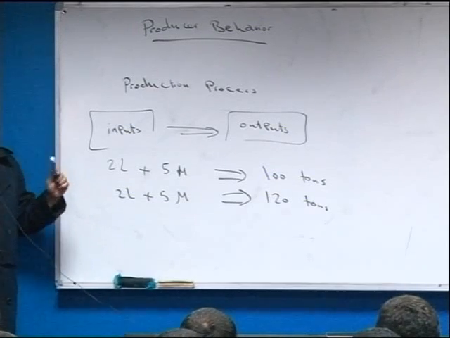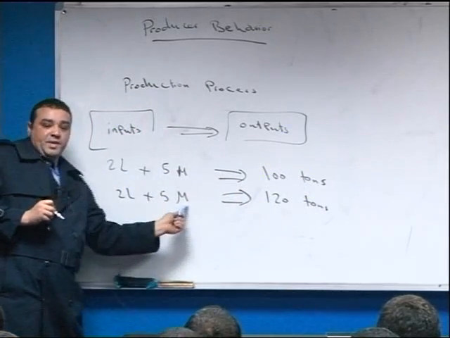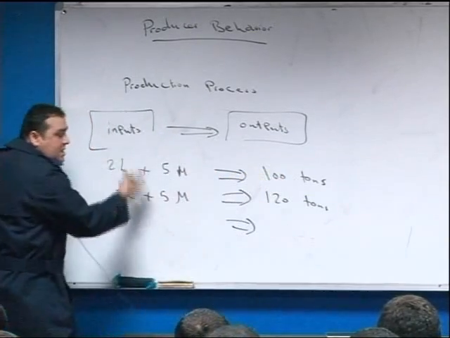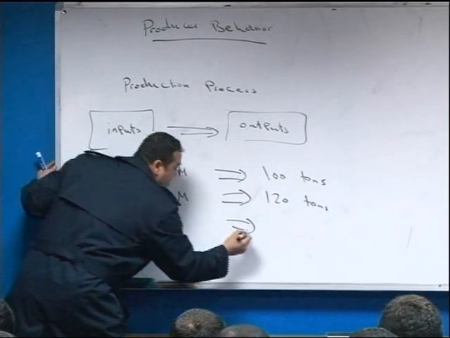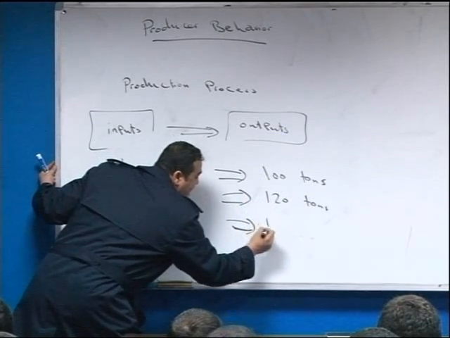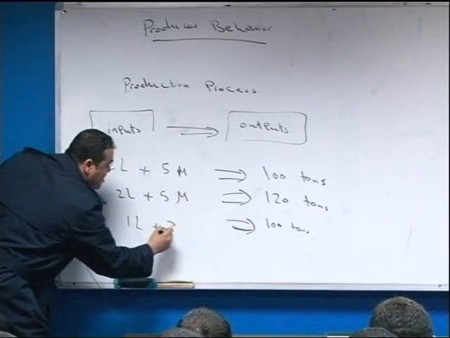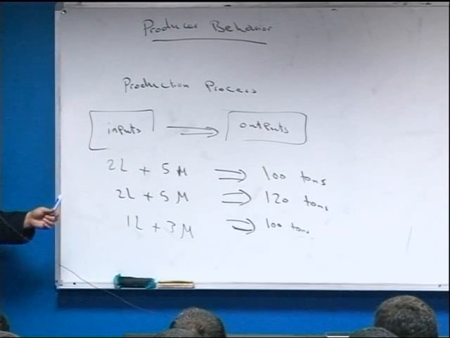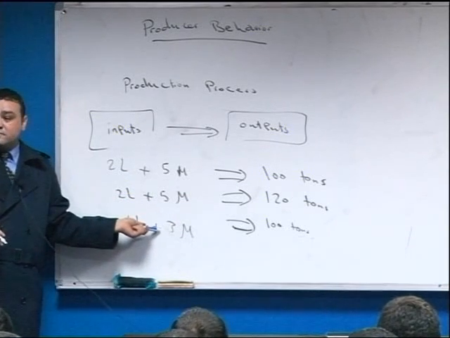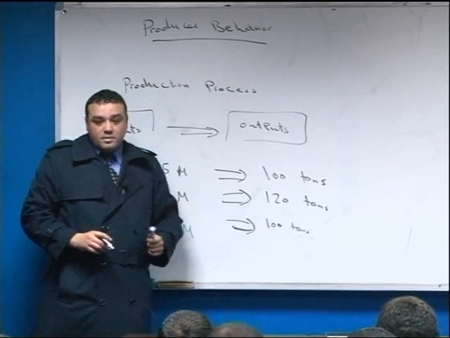So the first objective is to maximize the output by using the same inputs, or to produce the same outputs by using smaller inputs. So the second objective maybe is to keep the same output, 100 tons, by using maybe 1 laborer plus 3 machines. In this case, it's called cost minimization to produce the same outputs, right?